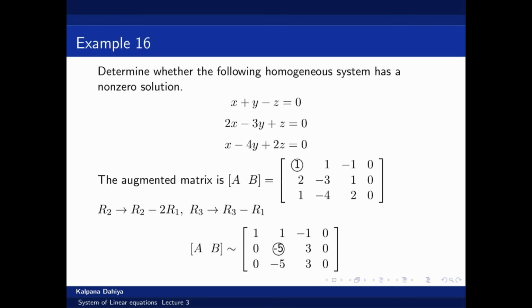Consider the numerical problem, example 16. We have to find the solution of this homogeneous system. It is a system of three equations in three unknowns x, y and z. Now we write down the system as an augmented matrix. Its first row is 1, 1, minus 1, 0. The second row is 2, minus 3, 1, 0. And the third row is 1, minus 4, 2, 0. The first matrix here.